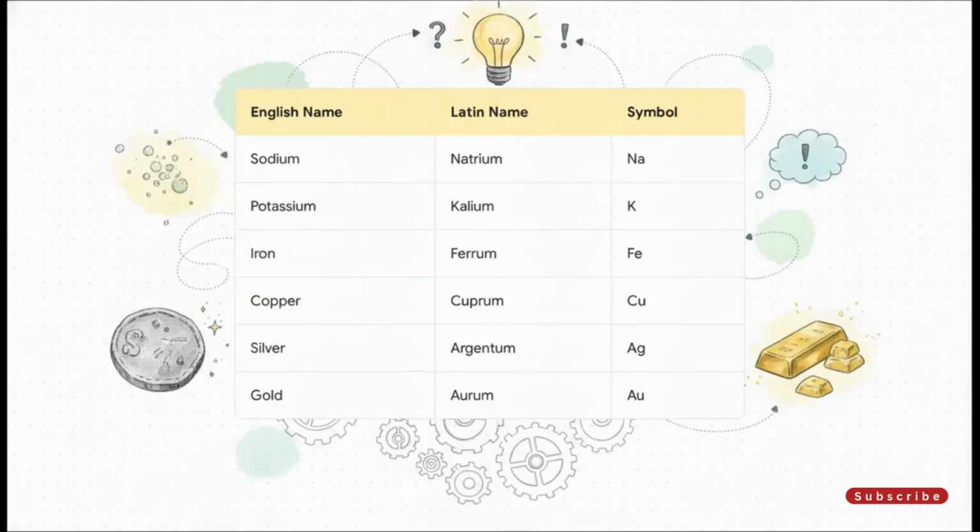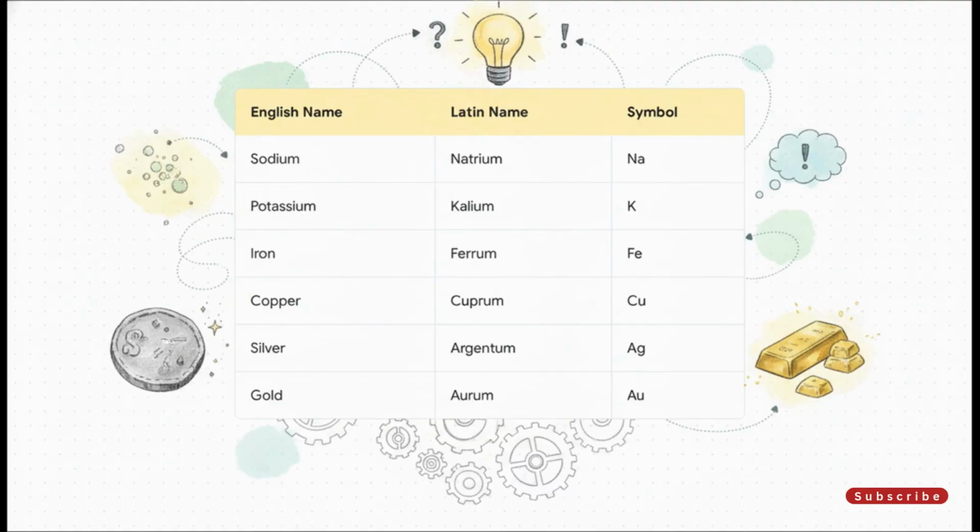And here it is, the big aha moment. Let's go back to our suspects. Remember sodium? Well, in Latin, its name is natrium. Boom! There's your Na. What about iron? In Latin, it's ferrum. See? Fe. And gold, the biggest mystery of them all? Its Latin name is aurum, which gives us Au. The code wasn't random at all. It was just written in a different language.